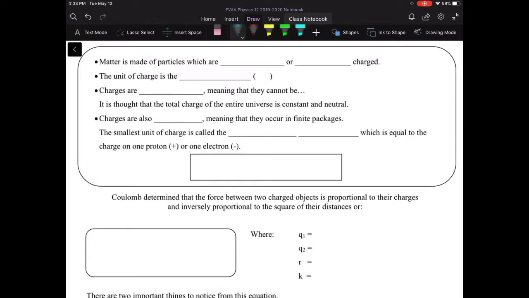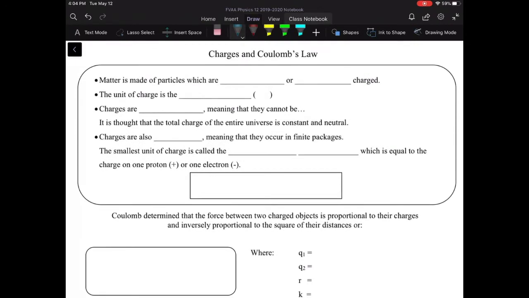We also know that positive and negative charges can attract or repel each other, right? Like charges repel, opposite charges attract. But the next question is, with what force do they pull or push on each other? Because we know that a force is defined as a push or a pull. So how can we calculate, can we measure that force? Coulomb did a lot of work in this and came up with Coulomb's law, and a lot of what we're going to be talking about today.